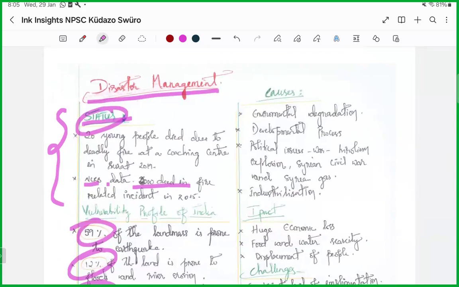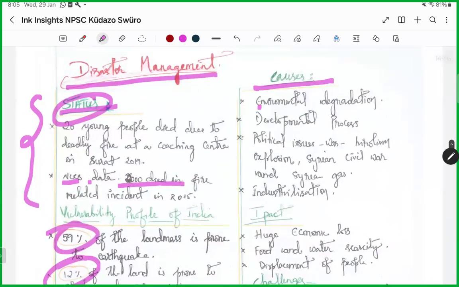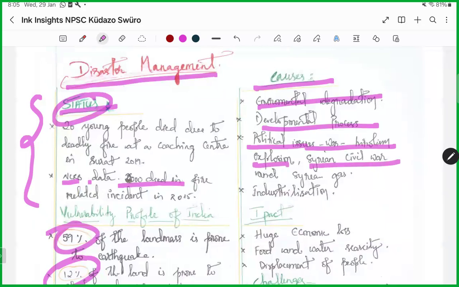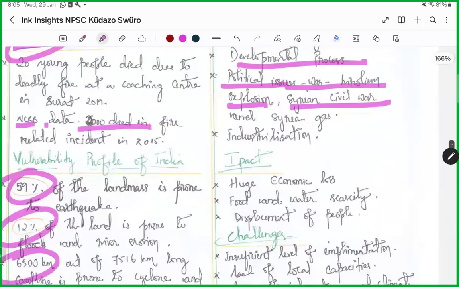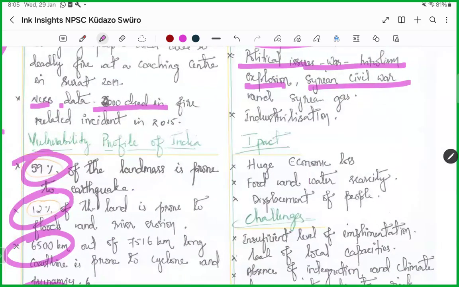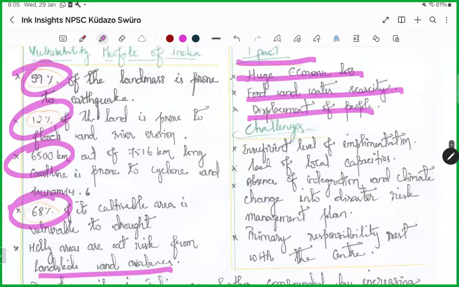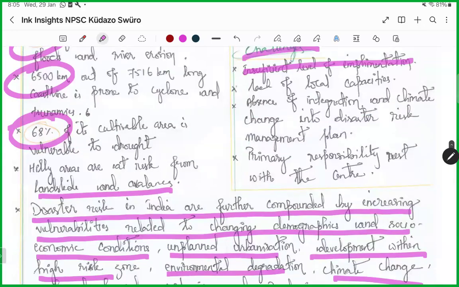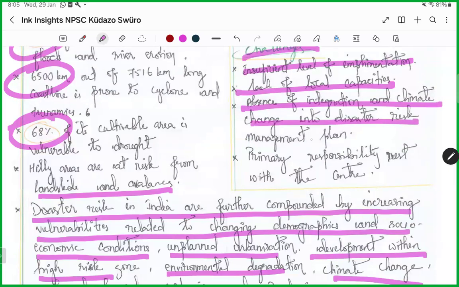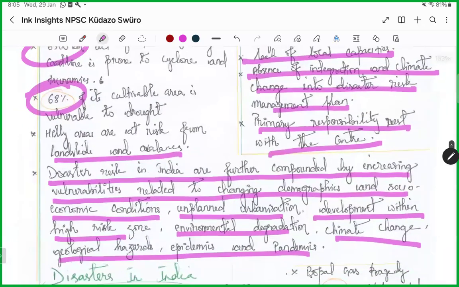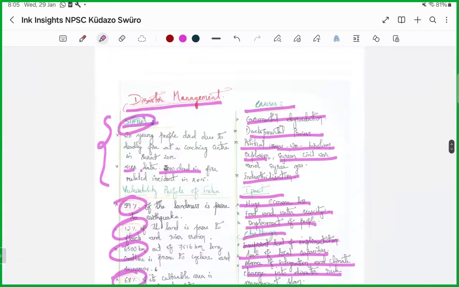Now, what are the causes of disaster in India? Environmental degradation, development process, political issues, war, explosions, the Syrian civil war. Civil war is sometimes also a disaster because there is a lot of destruction. Then industrialization impact, huge economic loss, food and water scarcity, displacement of people. Challenges include insufficient level of implementation, lack of local capacities, absence of integration of climate change into disaster risk management plans, and primary responsibility rests with the center. Even in Nagaland, we have the Nagaland State Disaster Management, but all the funds are routed from the center.